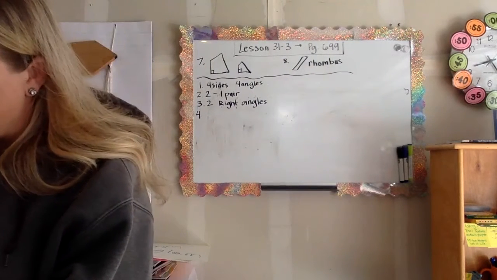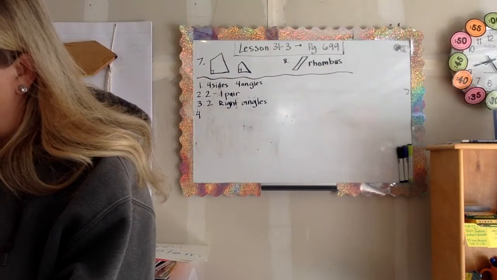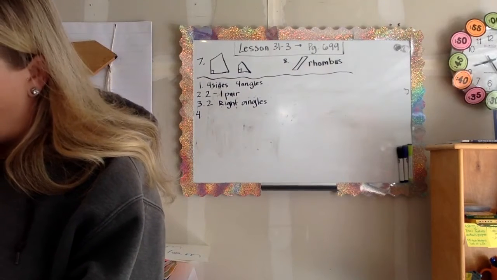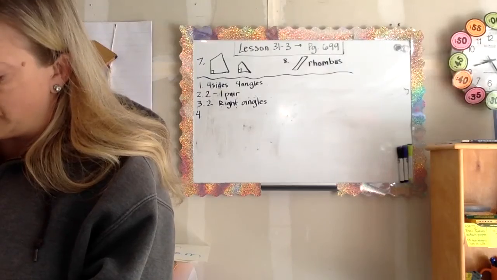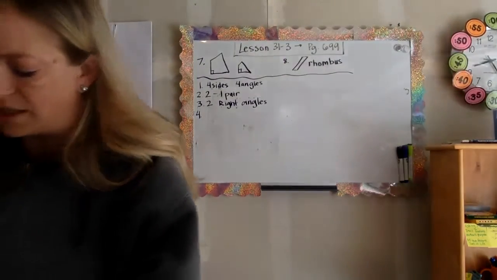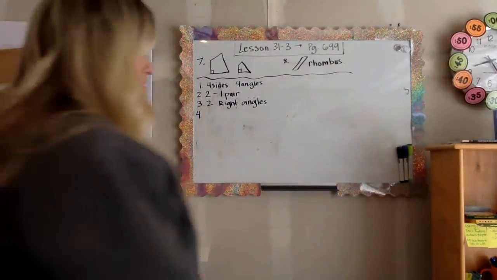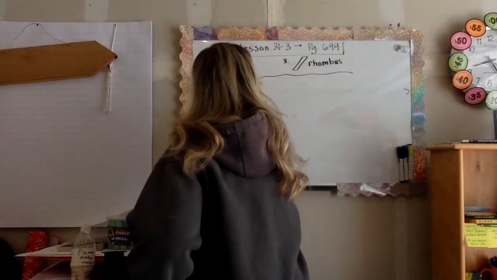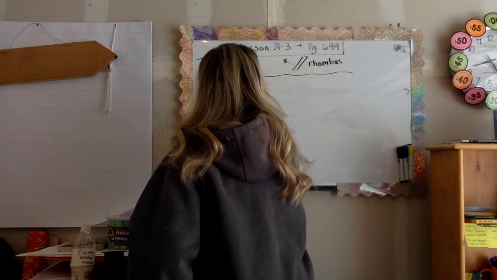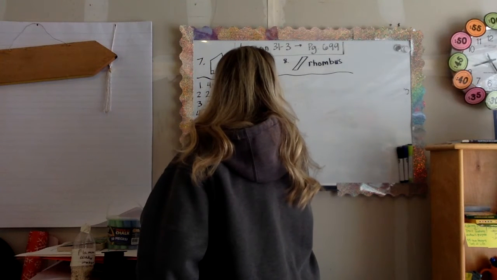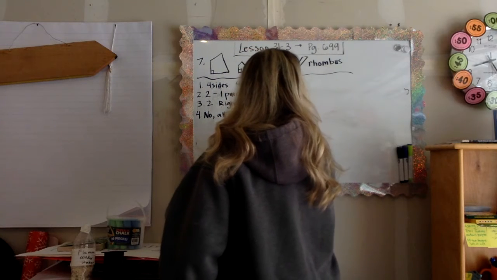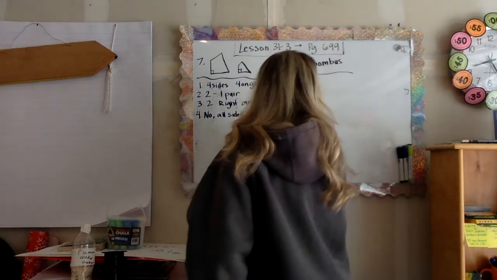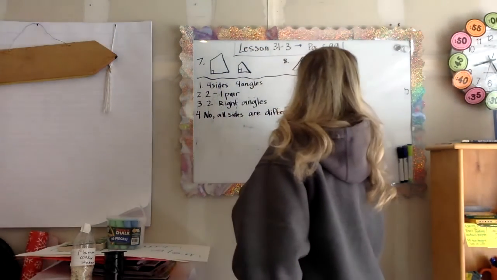Number 4, does the shape have 2 pairs of sides the same length? No. All sides are different lengths. Hopefully you can see that it has all different lengths. So no, all sides are different lengths. None are the same length.